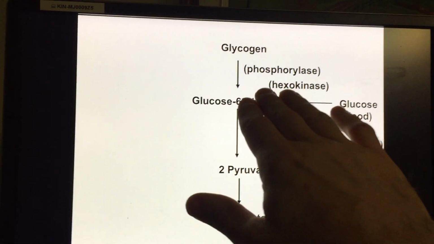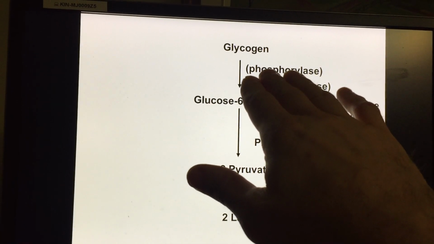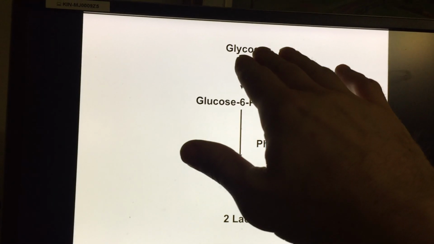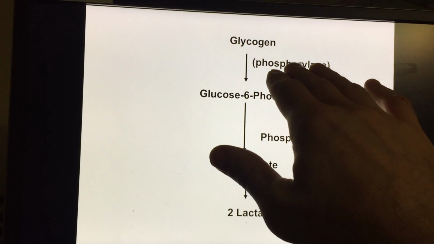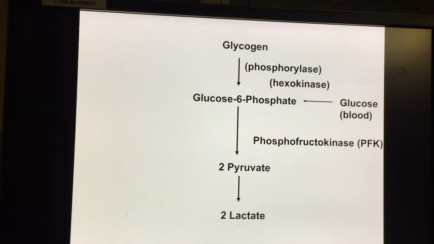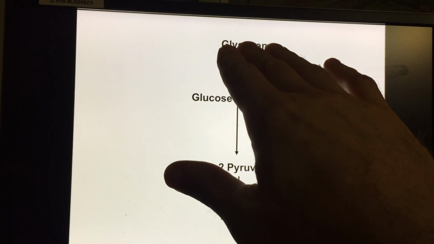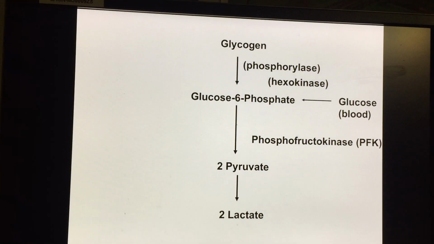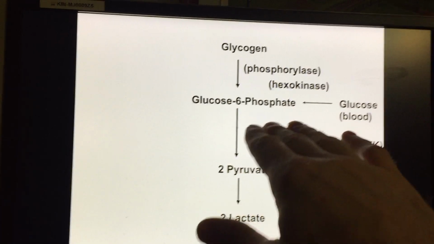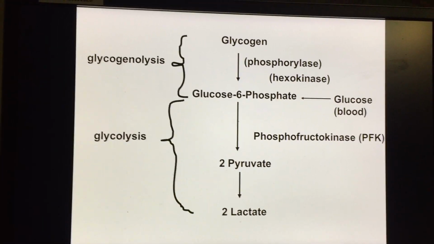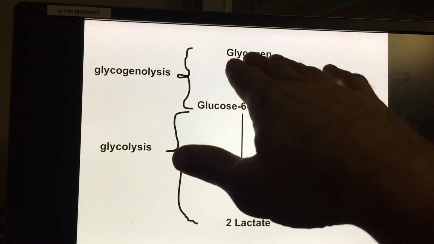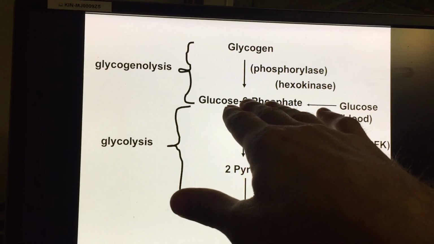You have this other enzyme called glycogen phosphorylase, and that breaks off a glucose from glycogen, phosphorylates it, and changes it to glucose 6-phosphate. So glycogen is this carbohydrate storage in your muscle fiber that's made up of a lot of glucose molecules, and you phosphorylate them one at a time and change them into glucose 6-phosphate. The top part of this pathway is referred to as glycogenolysis. That's the breakdown of glycogen to glucose 6-phosphate.